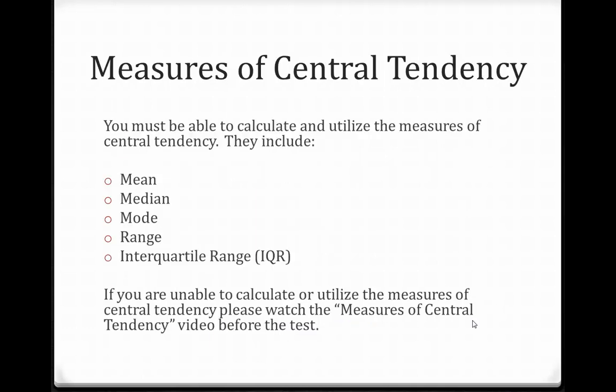Learning Target 5B focused on the measures of central tendency. For this learning target, you should be able to calculate and utilize the measures of central tendency. Those include mean, median, mode, range, and interquartile range. If you're still struggling or need to take notes on any of those measurements, make sure that you go watch the Measures of Central Tendency video before the test.